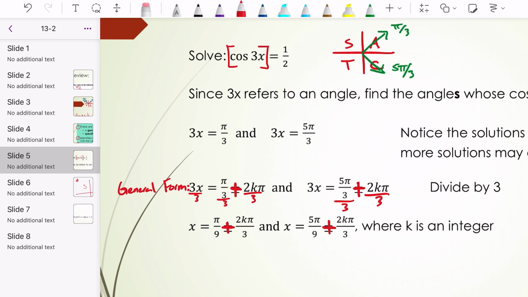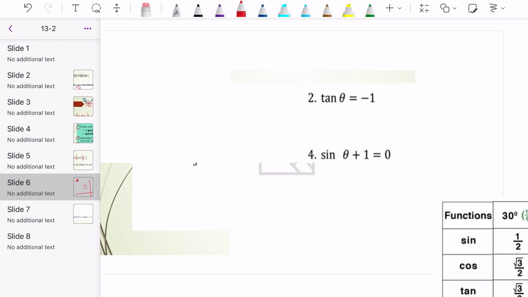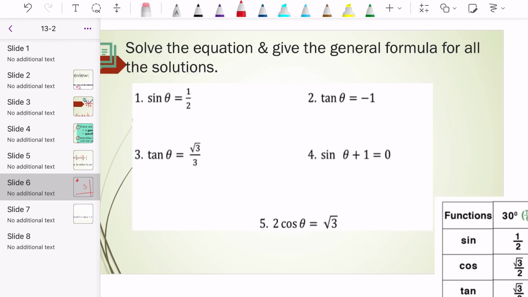Let's take a look at slide 6. In slide 6, we begin to take a look at problems that are mainly isolating our trig function along with theta. And we begin to roll into around question 4, what happens when things are added in front of or behind our trig function of theta. Let's begin with number 2.